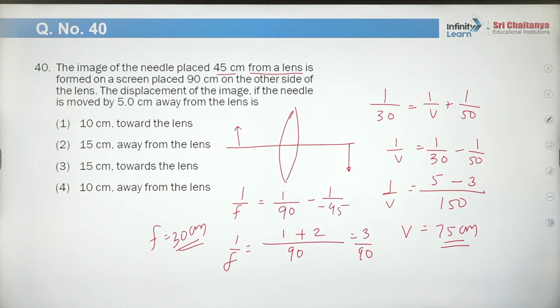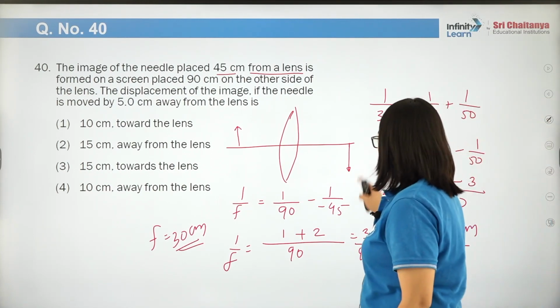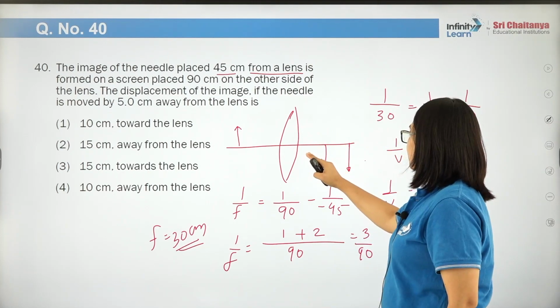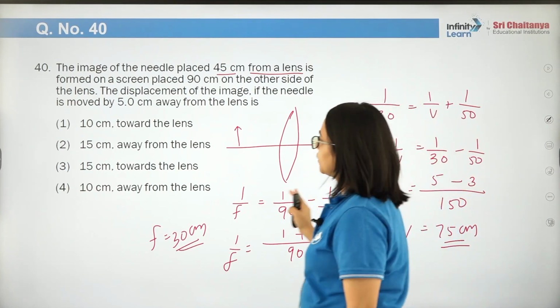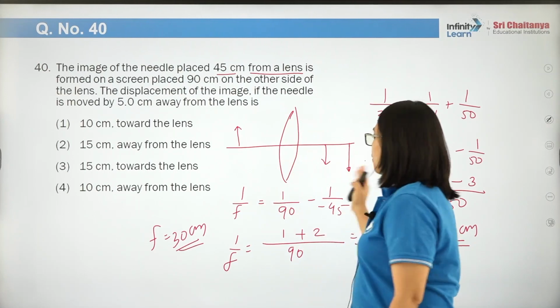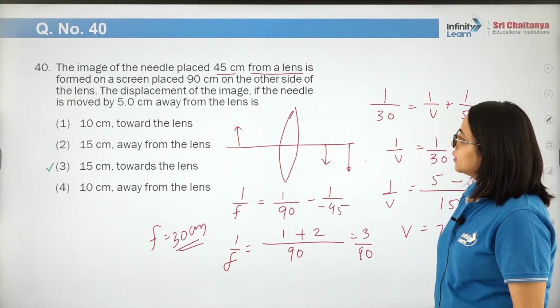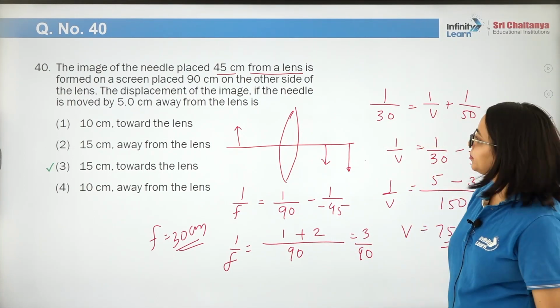So the initial image is at 90 centimeter. Now it is at 75 centimeter. That means the image is shifting towards the lens. And how much? By 15 centimeter. So the correct answer is option 3.